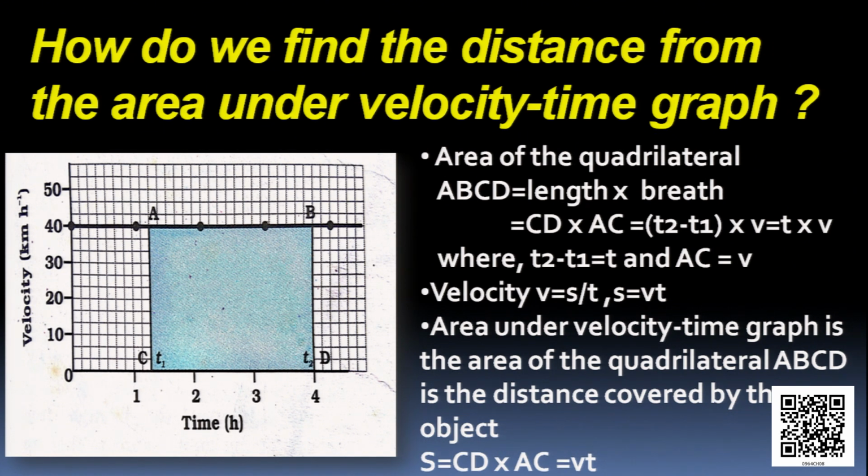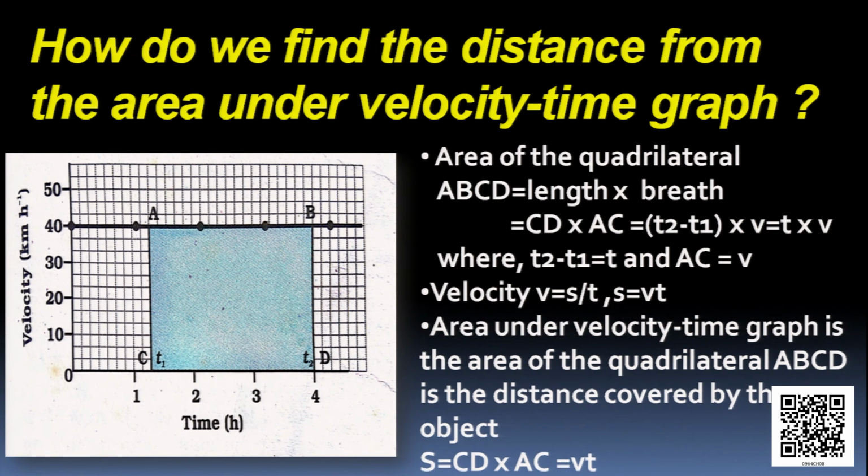Now you see, what is CD? CD is the time difference between T2 and T1, so CD is equal to T2 minus T1. Then what is AC? AC is the breadth of this quadrilateral, that is the uniform velocity V. Here the uniform velocity is 40 kilometer per hour. So AC is V, the uniform velocity, and CD is T2 minus T1, which is equal to T.